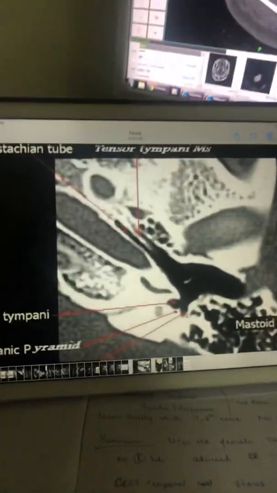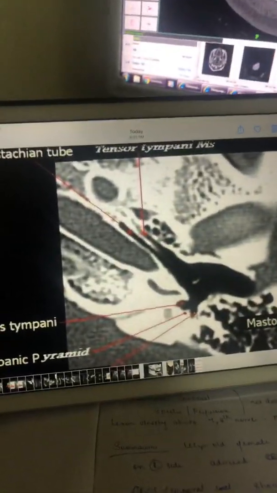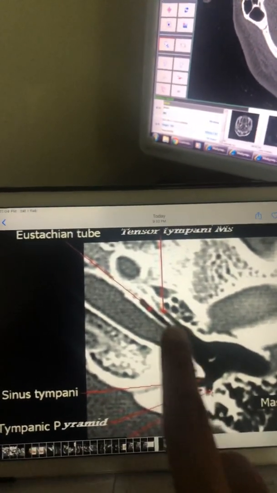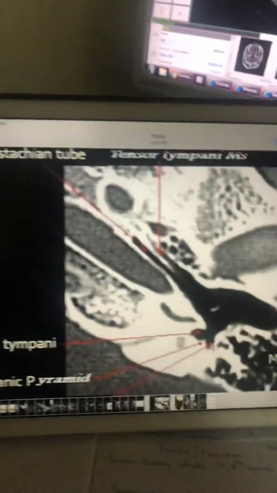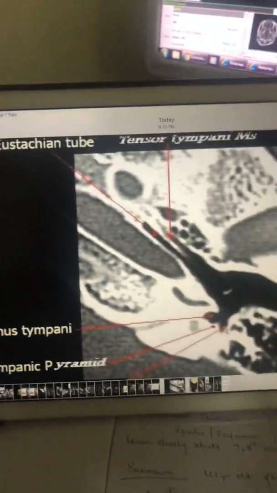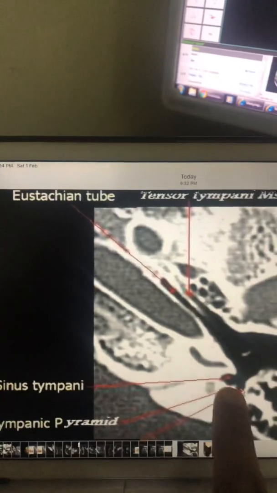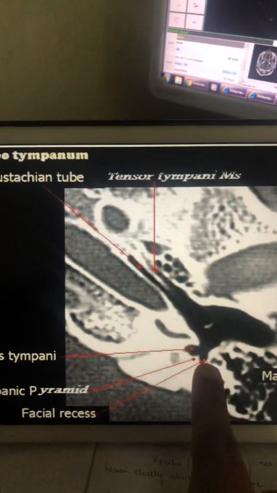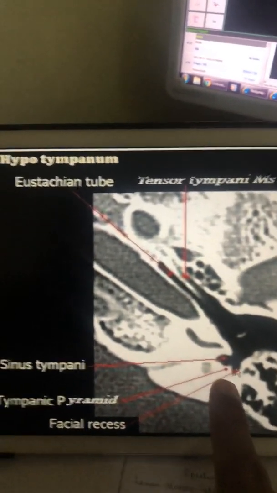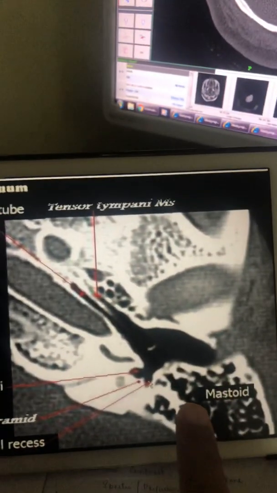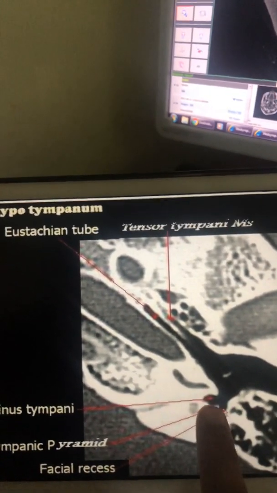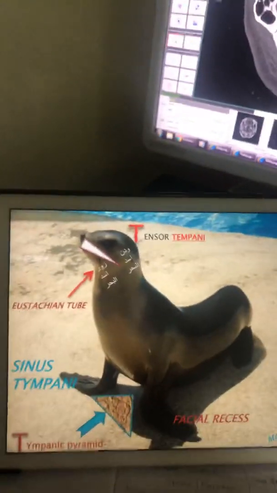Okay, this is the same image which is marked. You can see this one is the eustachian tube, and the other part is the tensor tympani. Lower down you can see the sinus tympani, and you have the facial recesses posteriorly. In between you have the tympanic pyramid, with the facial nerve going through it, beside it. So you can see one of the images.